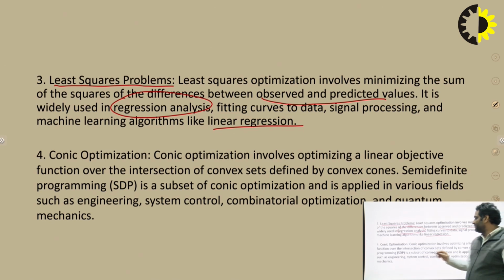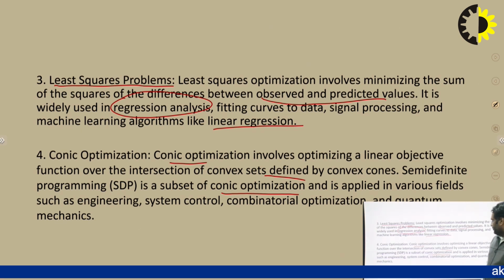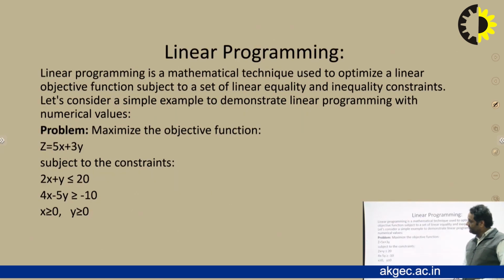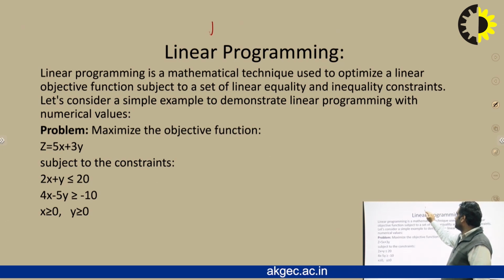Next, conic optimization involves optimizing a linear objective function over the intersection of convex sets defined by a convex cone. Semidefinite programming is a subset of conic optimization and is applied in various fields such as engineering, system control, combinatorial optimization, and quantum mechanics. So these are 4 fields of convex optimization. Now we will first cover linear programming.